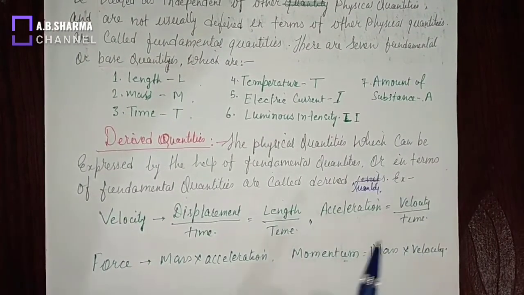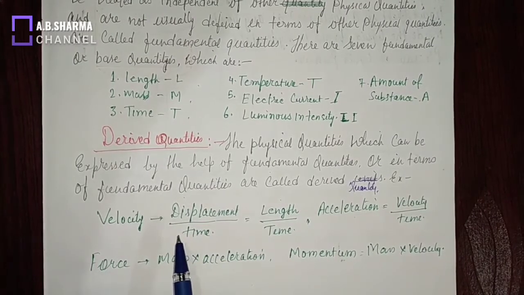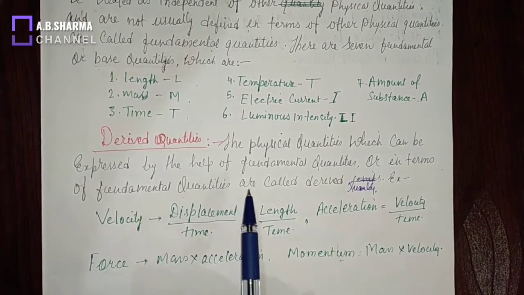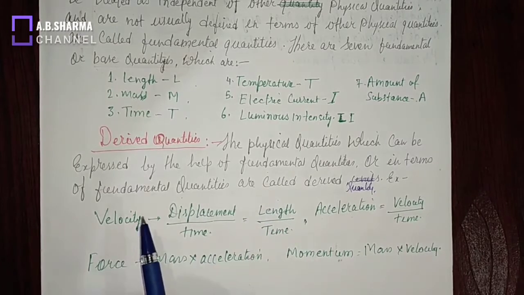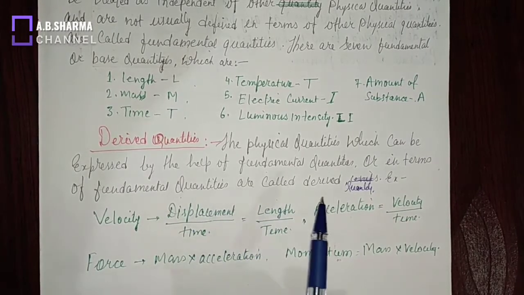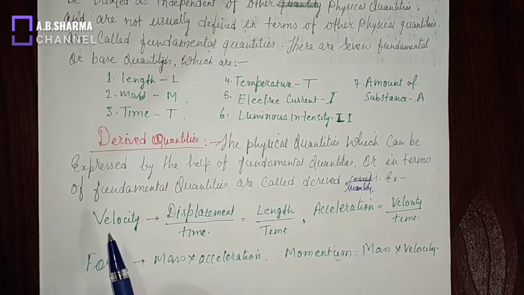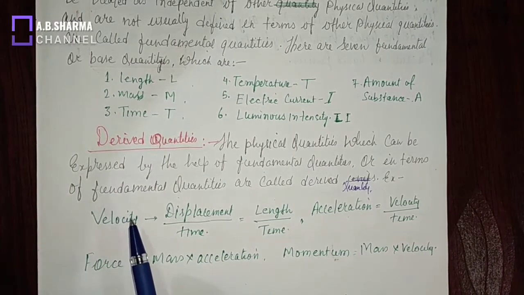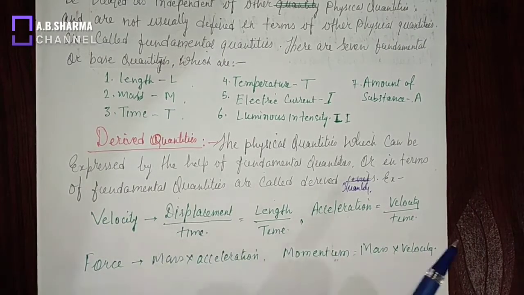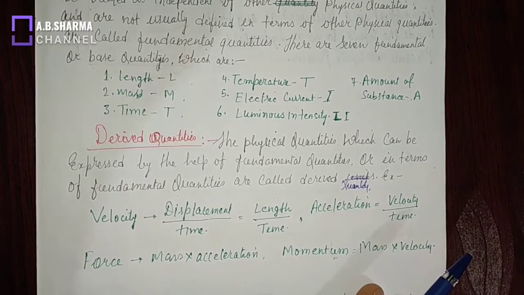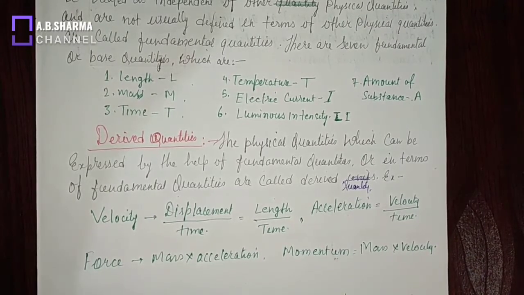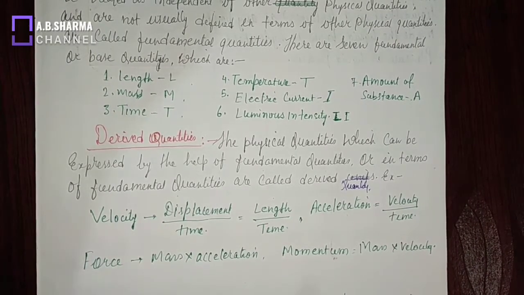Derived quantities are those quantities which are expressed in terms of fundamental quantities. So the physical quantity which can be expressed in terms of fundamental quantities, or with the help of fundamental quantities, is called a derived quantity. Means those quantities which are derived from fundamental quantities.